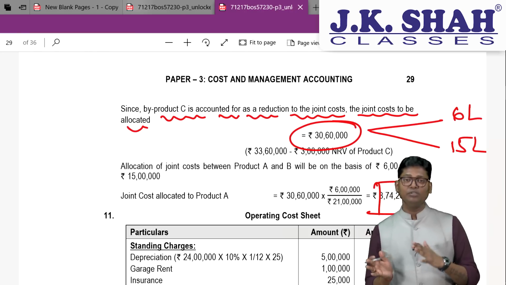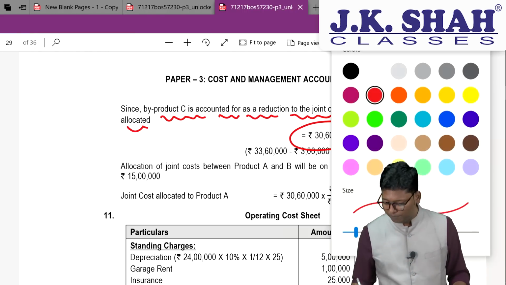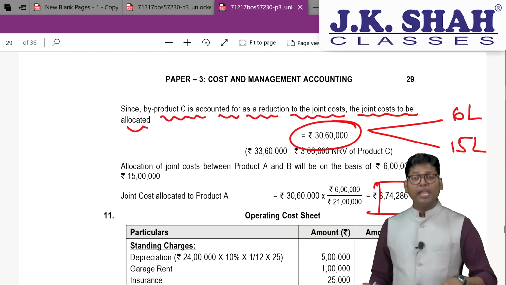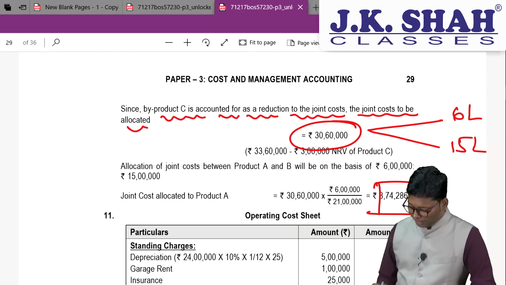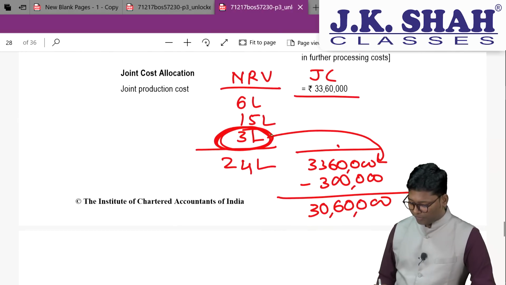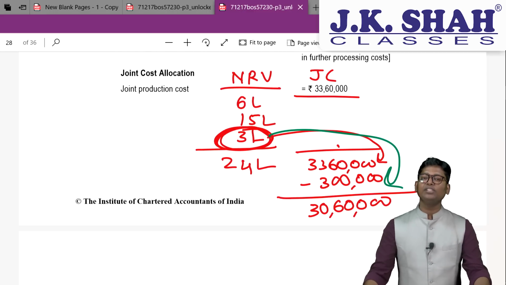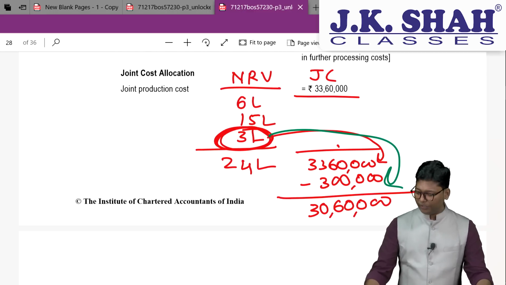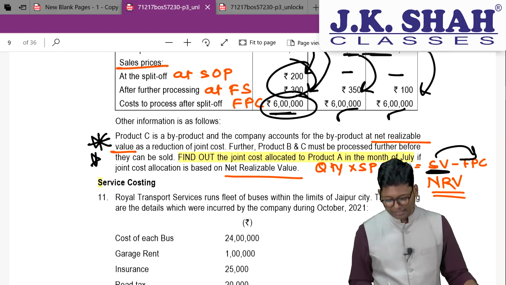So process account, simple calculation; joint product and byproduct, simple calculation. The only important point, from the exam point of view carrying huge weight, is the last point, and that is your joint cost apportionment, and this adjustment of rupees 3 lakhs revenue. It is adjusted against the total joint cost, which is the important point of this question. Now please mark it as important, put a star mark over there. This last paragraph was very important.